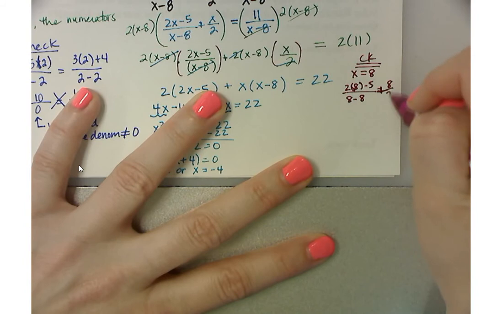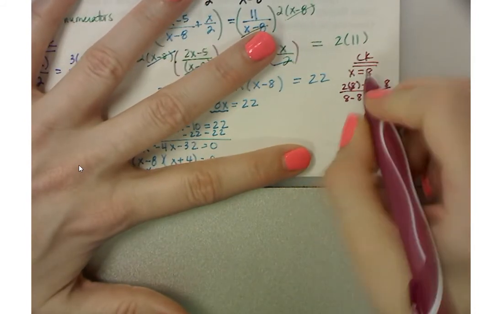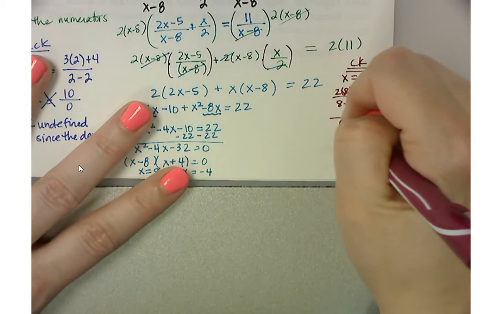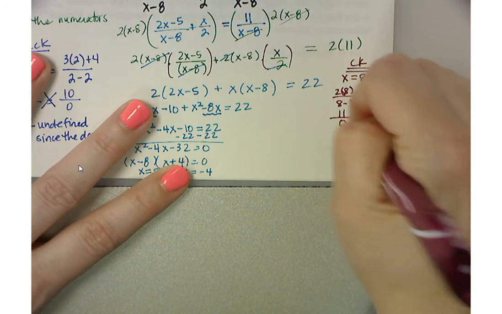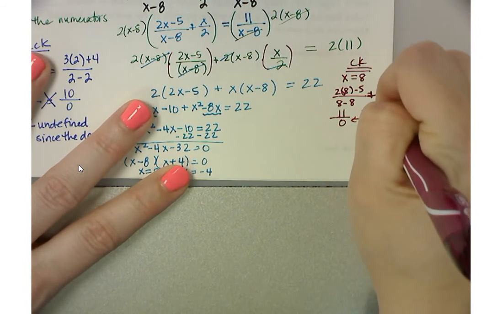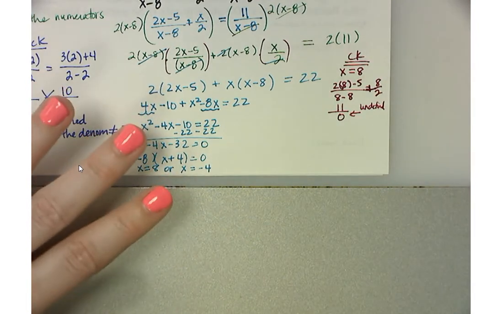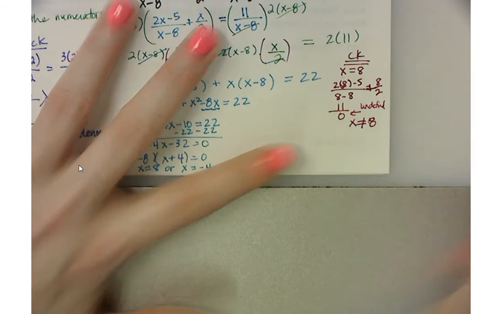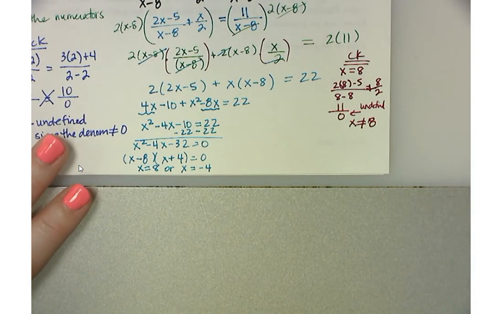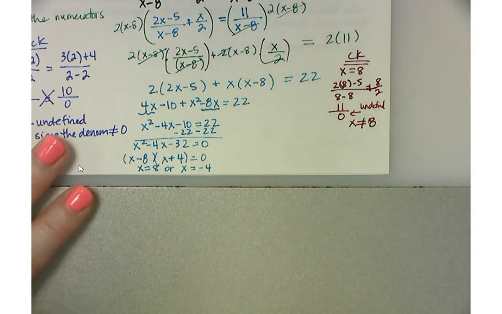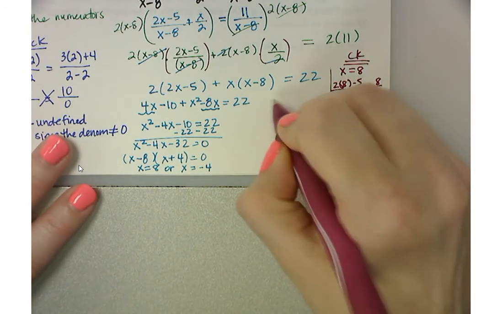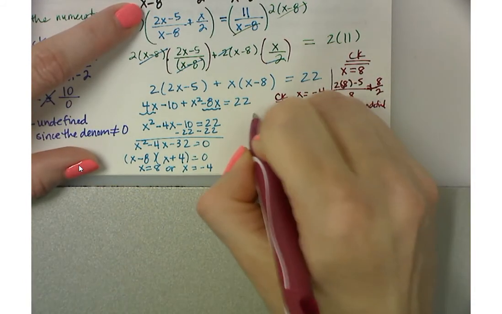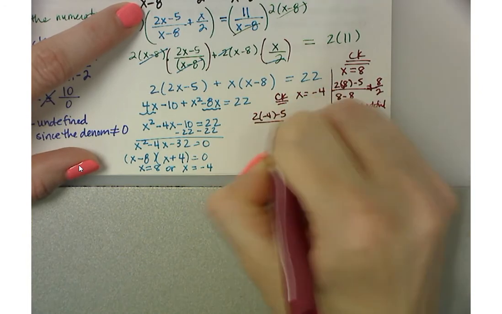Let's also check x equals negative 4. Okay, so I have 2 times negative 4 minus 5. Make sure you guys are doing your checks as well. Okay, so the first step, you're just plugging everything in, so you're showing that. This part you can do in your head. 2 times negative 4 is negative 8. Negative 8 minus 5 is negative 13. Negative 4 minus 8 is negative 12.